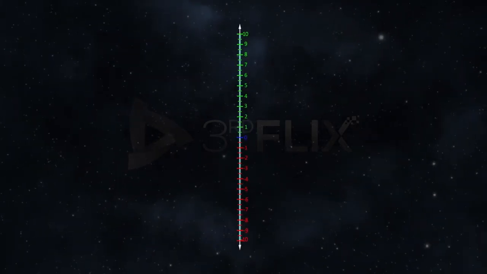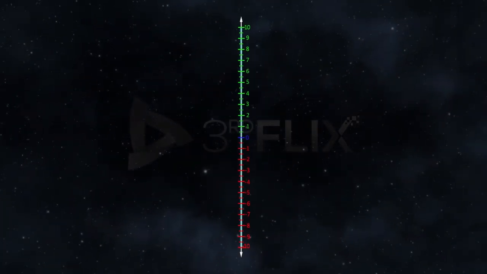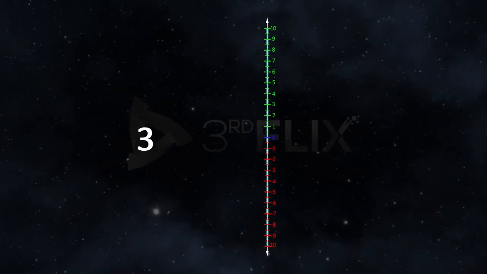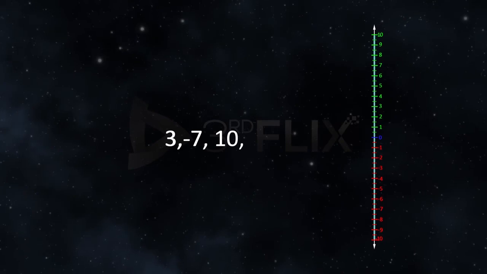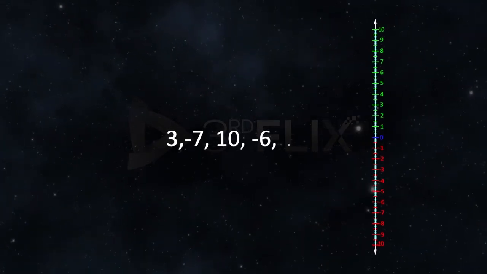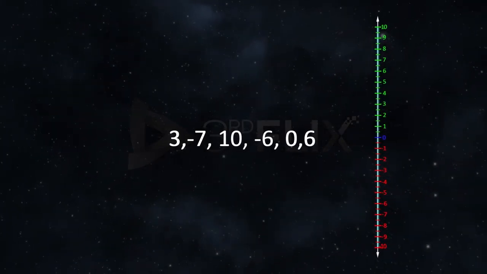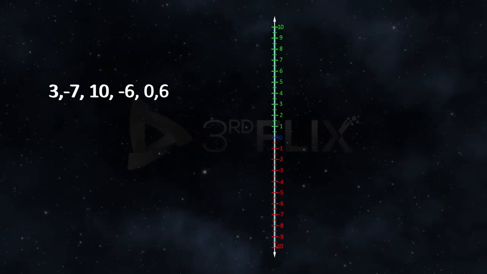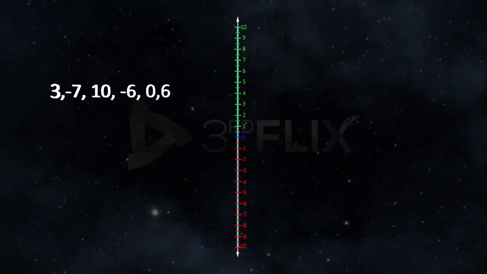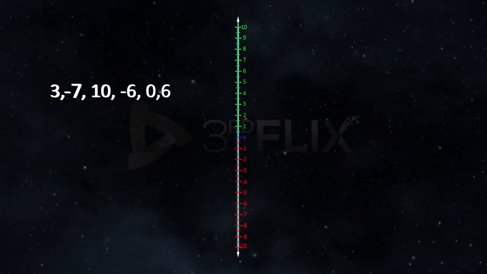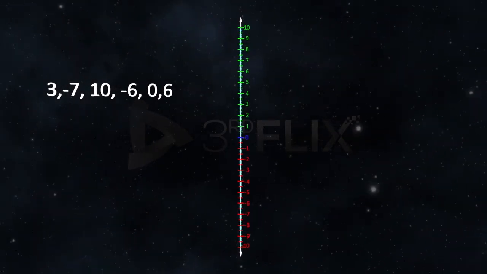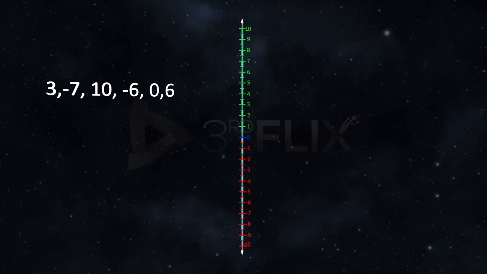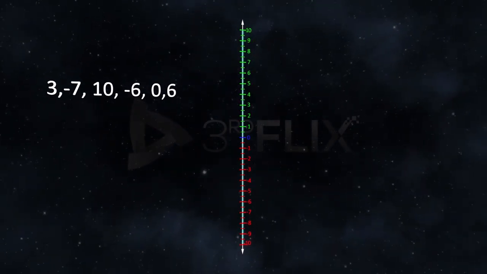Label each integer on the number line. Then list them in order from least to greatest. 3, -7, 10, -6, 0, 6. Let's place them on a vertical number line. 3, -7, 10, -6, 0, 6.